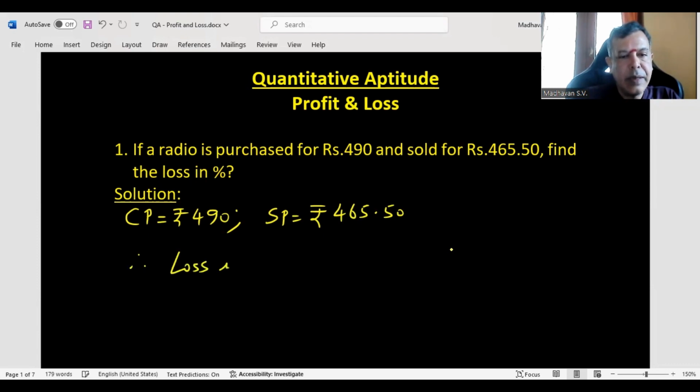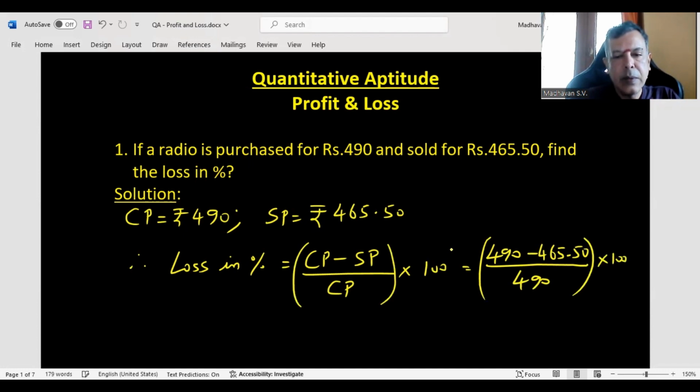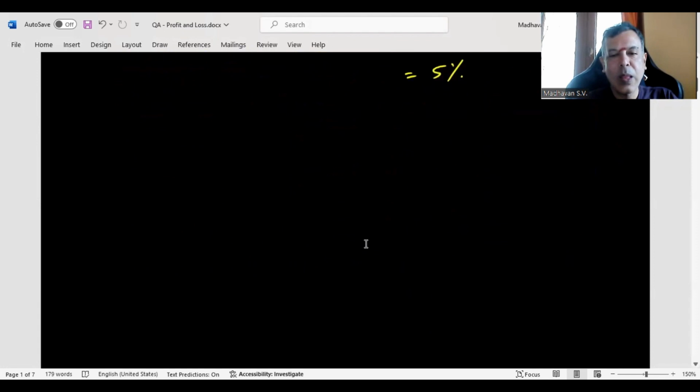So loss in percentage will be our cost price minus selling price divided by cost price multiplied by 100, which is 490 minus 465.50 divided by 490 multiplied by 100. So if we calculate that, we will get 5%. That is the solution for this question. Let us move on to the next.